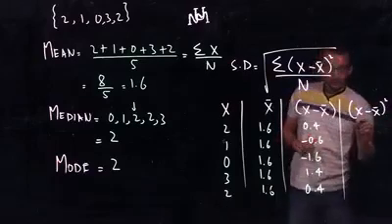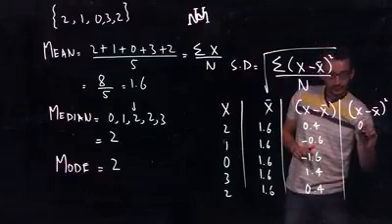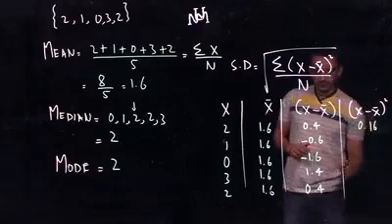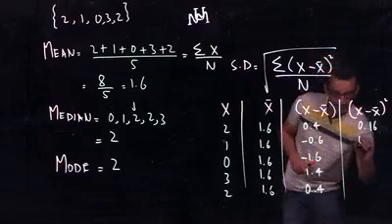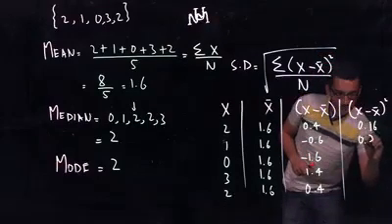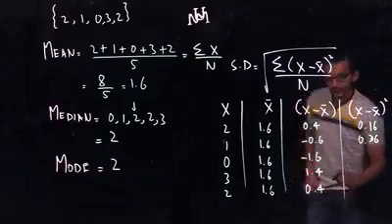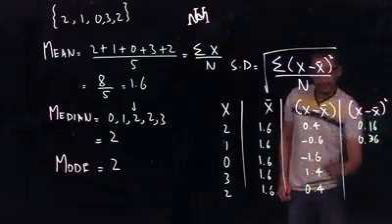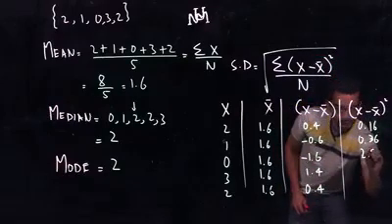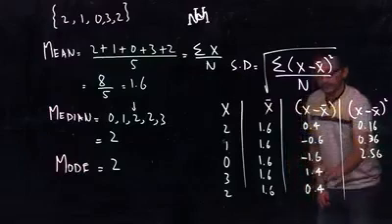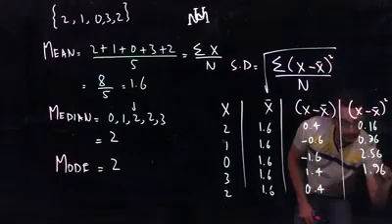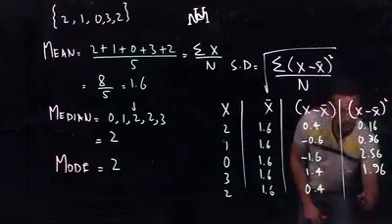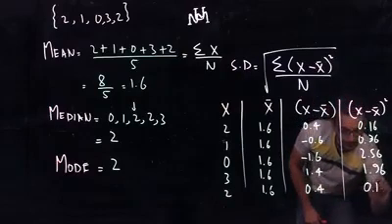The square of 0.4 is 0.16. The square of negative 0.6 is 0.36. The square of negative 1.6 is 2.56. The square of 1.4 is 1.96, and the square of 0.4 is 0.16.